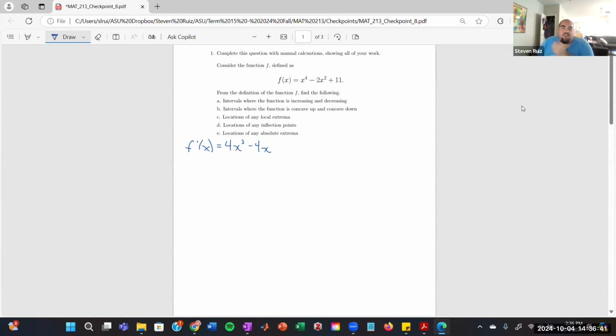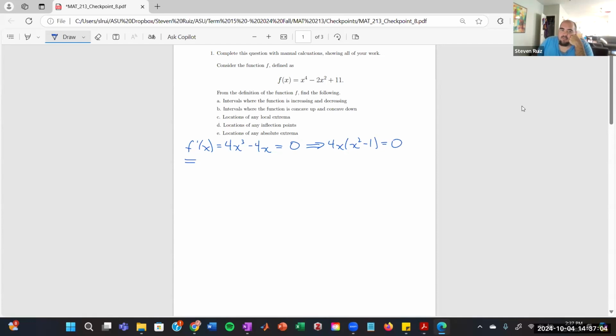So rather than finding increase and decrease, let's find the critical points. I'm going to set the derivative equal to 0. From there, I think I can factor out a 4x. So 4x times x squared minus 1 equals 0.